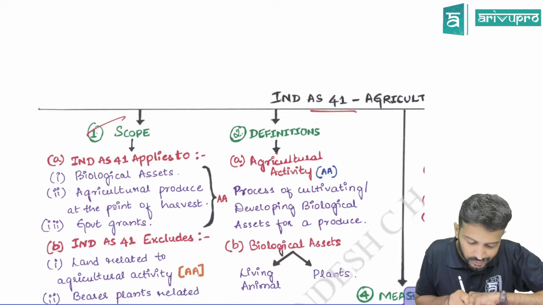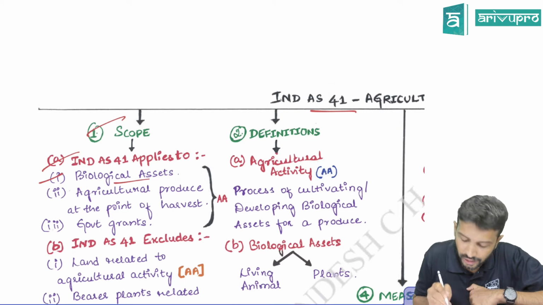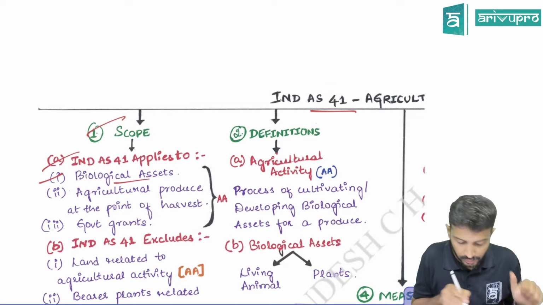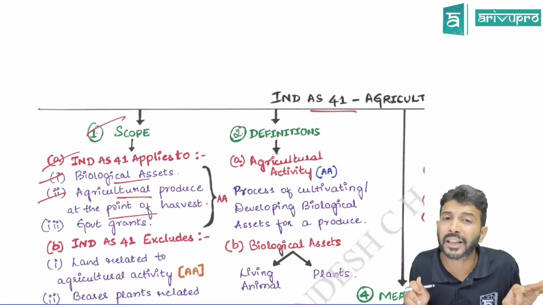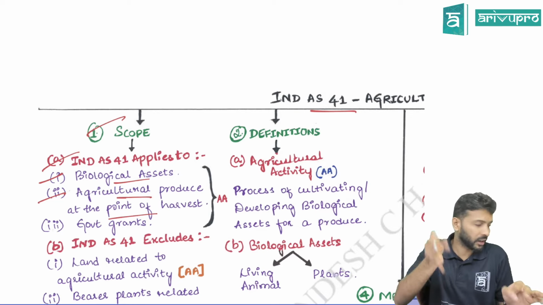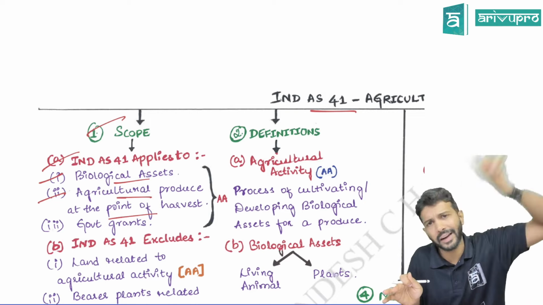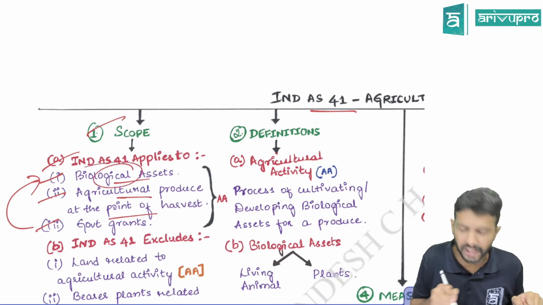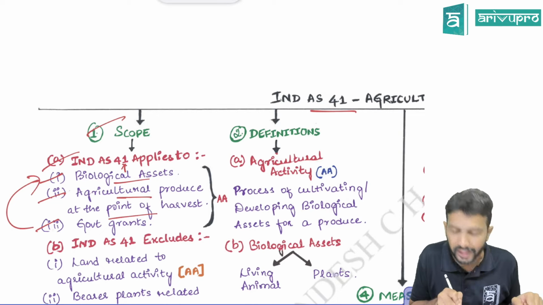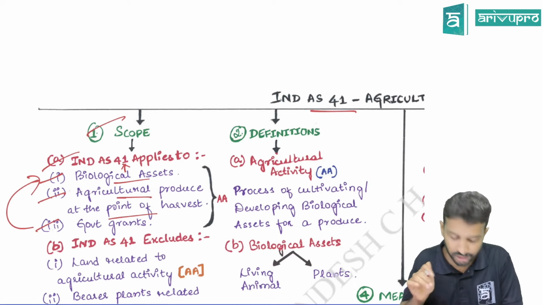1. The scope. This particular standard Ind AS 41 only applies to biological assets other than bearer plant, and agricultural produce that you get only up till the point of harvest. Till the point of harvest, this particular standard is applicable. After harvesting, it becomes inventory and Ind AS 2 applies. And if you have received any government grant relating to these biological assets, which are measured as per Ind AS 41, then the government grant accounting is also done as per Ind AS 41 itself.